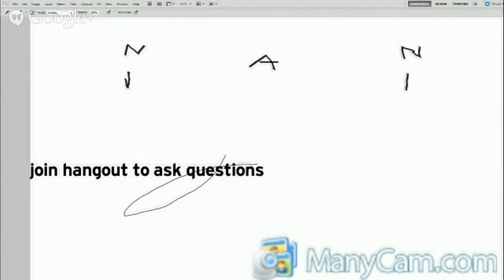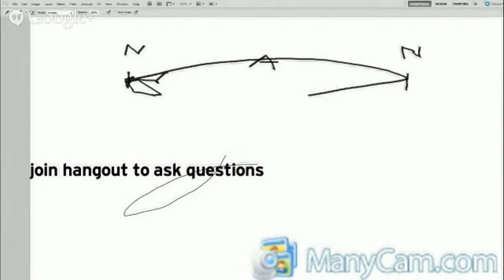So we're going to have a nice curve here where we're going to have a peak in amplitude at the A for antinode. So we would have a peak there and something like this. This is what we call the fundamental mode or the first harmonic.